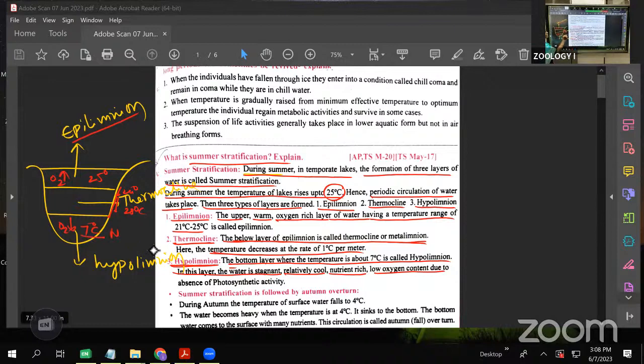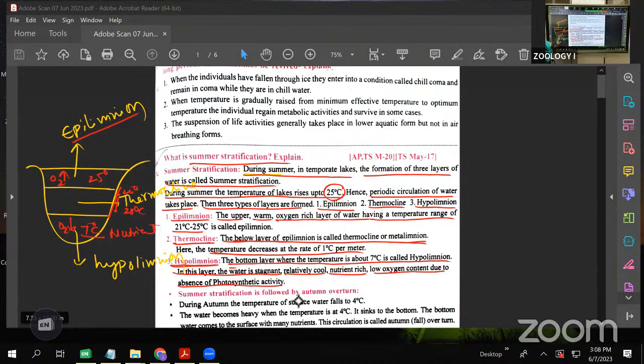Here, nutrients are more. All dead and decaying plants and animals are there. That's why it has a nutrient-rich layer and low oxygen due to the absence of photosynthesis. Photosynthesis does not occur in this place. That's why oxygen is less, but nutrition is more in the hypolimnion.